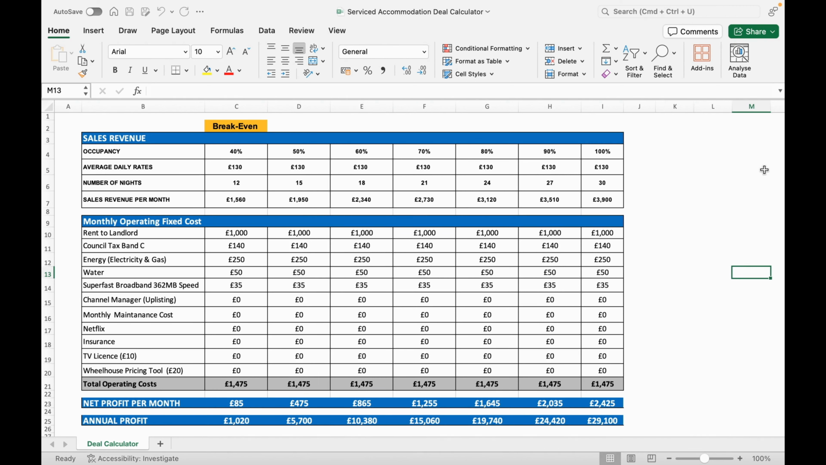This property is a 4-bedroom house targeted at holidaymakers and contractors. I will use this as a live example. Here we are actually crunching the numbers, going through everything that makes a deal.